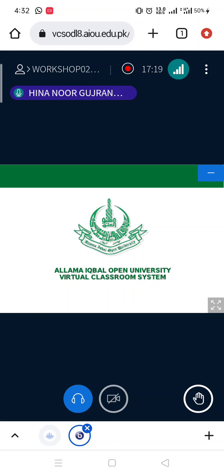So far we have discussed the types of phrases. What is a phrase? It is a group of words which contains neither a subject nor a verb. And then we have read about the types of phrases: the prepositional phrases, infinitive phrases, and the third one is the participle phrases.